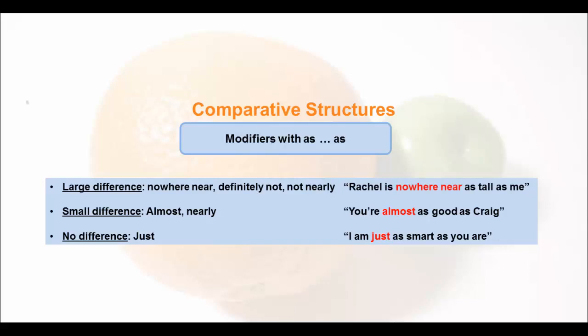For a small difference, use almost or nearly. You're almost as good as Craig. If there is no difference, use just. I am just as smart as you are.